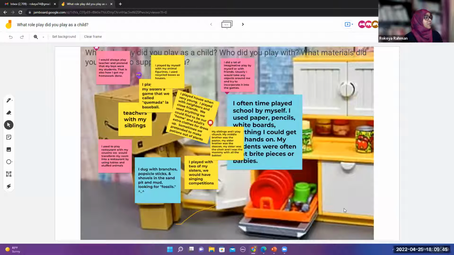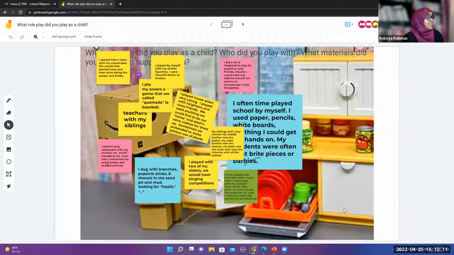Also, one of you shared, I dug with branches, popsicle sticks, and shovels in the sand pit and mud, looking for fossils. Wonderful, wonderful. I played by myself. Okay, that I read already. I played house, school, store with my sisters, brothers, and neighbors in the neighborhood apartment complex.